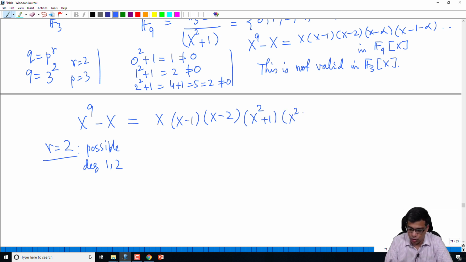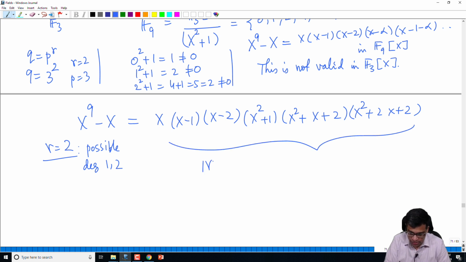There will be another, remaining ones are degree 2. It will be x squared plus x plus 2 and x squared plus 2x plus 2. One can check that these are all irreducible. So this is the irreducible factorization in F3[x].